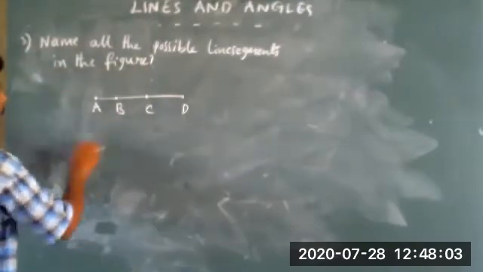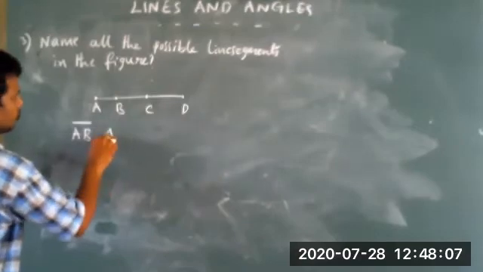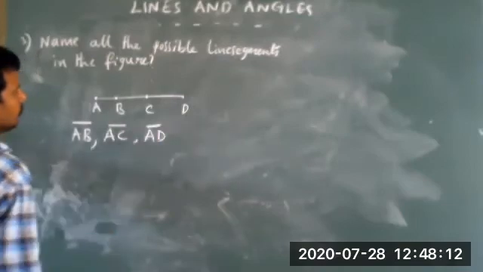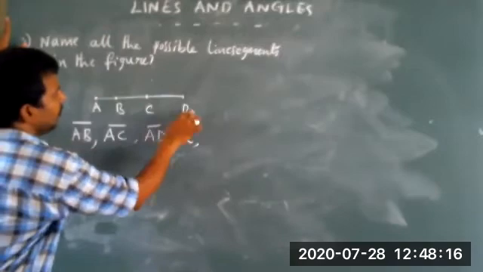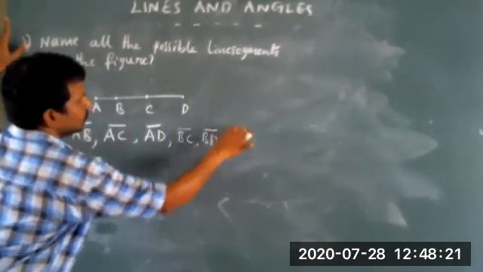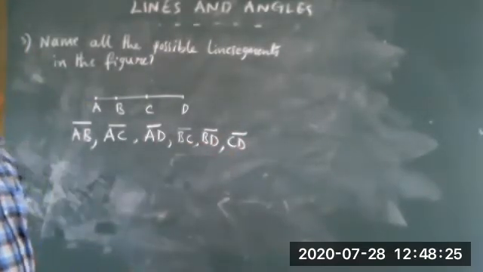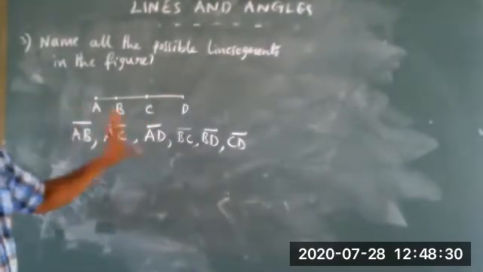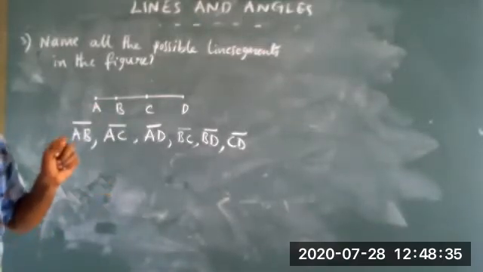First, AB, AC, AD. Next, BC, BD. Next, CD. Clear, children? So 1, 2, 3, 4, 5, 6 line segments are there. So this is the given figure. You have to write these line segments. Name all the possible line segments. Clear, children?